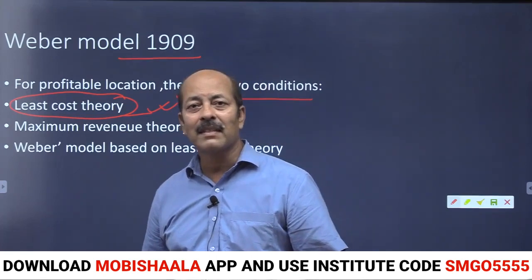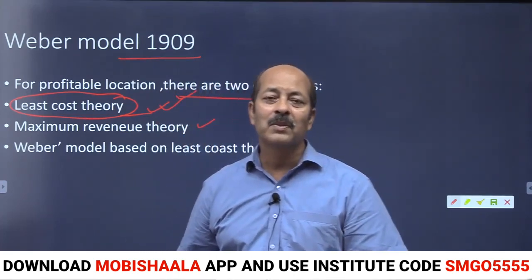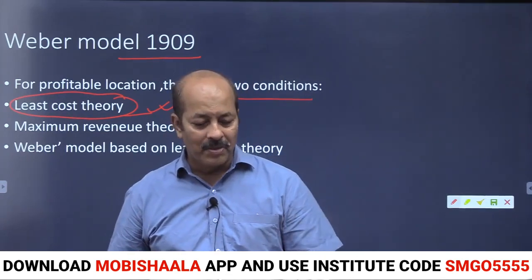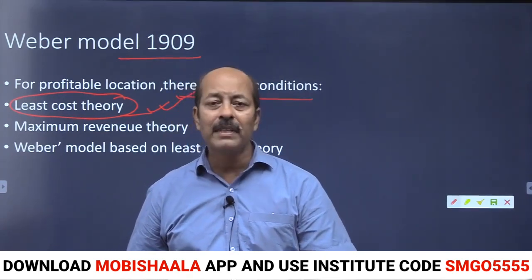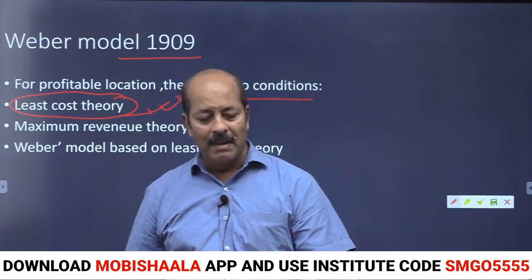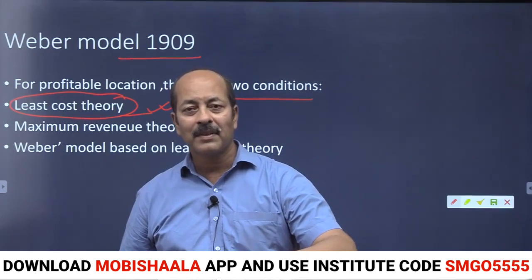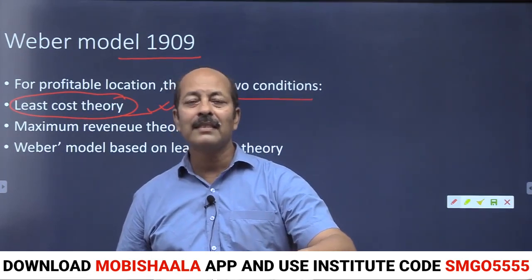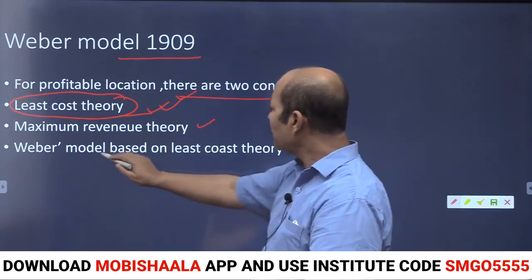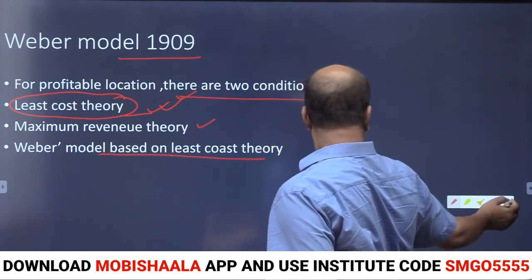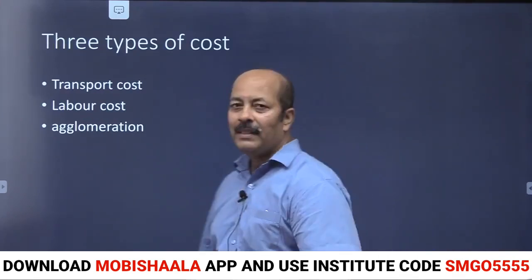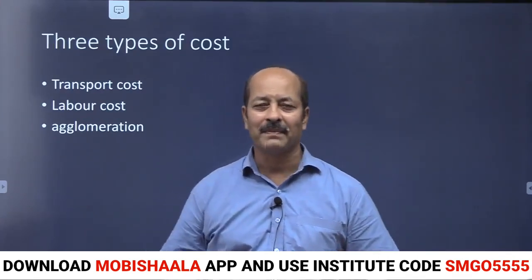Least cost theory means the production cost can be minimized so that the industry will have more benefit. So you write, Weber has given the least cost theory. It is by minimizing the production cost, mainly considering the transport cost, right? So least cost theory, the main thing depends on the transport cost. So right, there are three components of this theory.